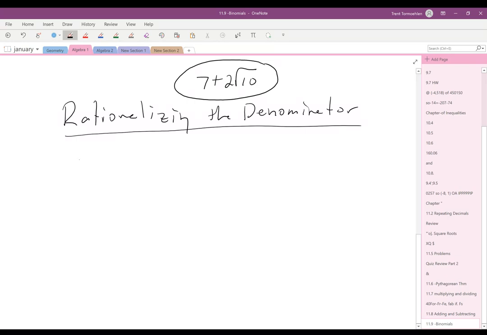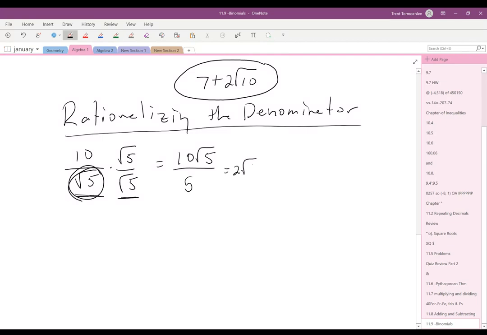We talked about problems like this, 10 over the square root of 5. When you have 10 over the square root of 5, you multiply the numerator and the denominator by square root of 5. And that works because square root of 5 times square root of 5 equals 5. And so we've rationalized the square root of 5 to 5. And then we would simplify to 2 root 5.